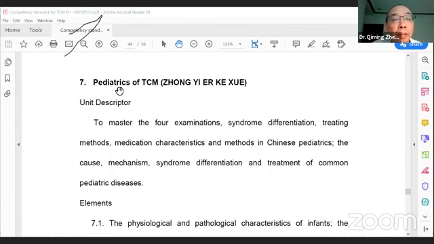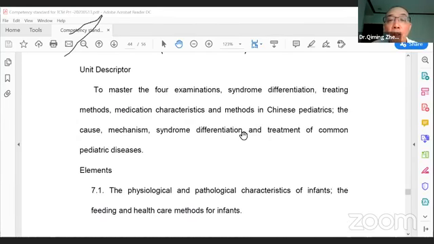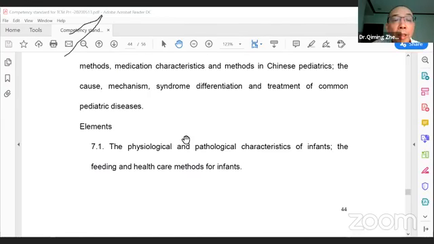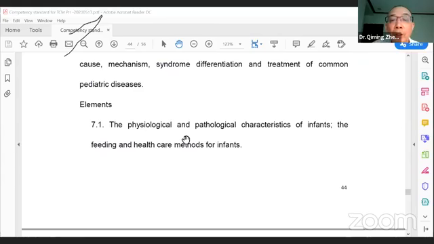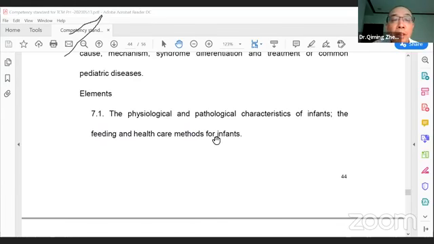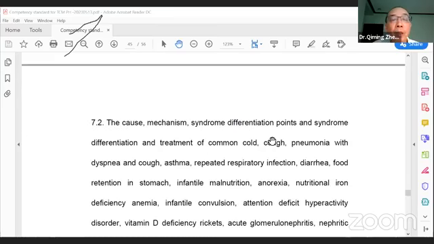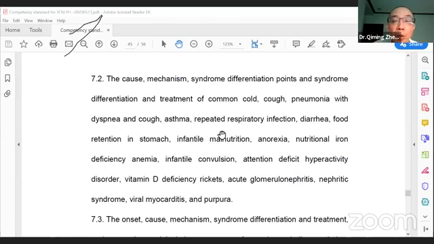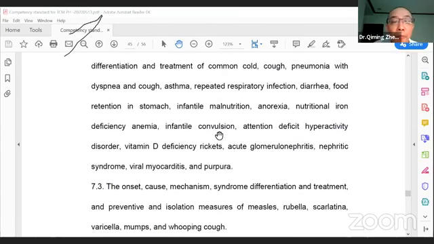Pediatrics of TCM. This is the third of the clinical standard. The unit descriptor is to master the four examinations and syndrome differentiation for Chinese pediatrics. The elements here: physiological and pathological characteristics of infants, the feeding and healthcare methods for infants, the cause, mechanism, syndrome differentiation points, and syndrome differentiation and treatment of common disease for children.